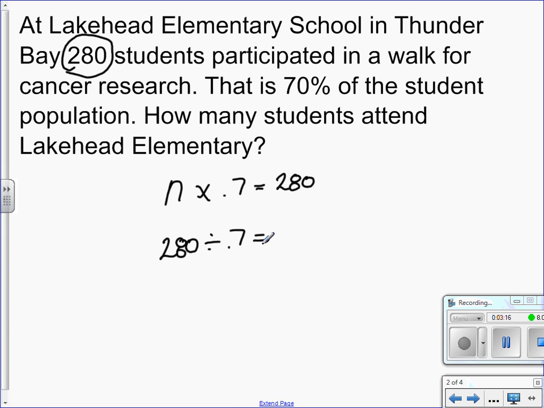All right? Now, I've already done this out. I mean, you can get a calculator for it. I'll give you a second if you want to figure it out yourself. But 280 divided by 7 is what? Pause now and see if you can figure it out.